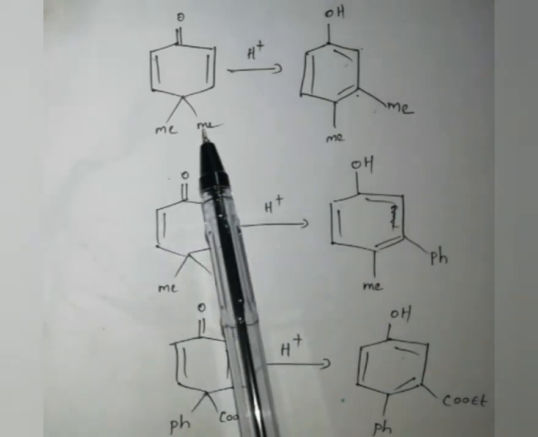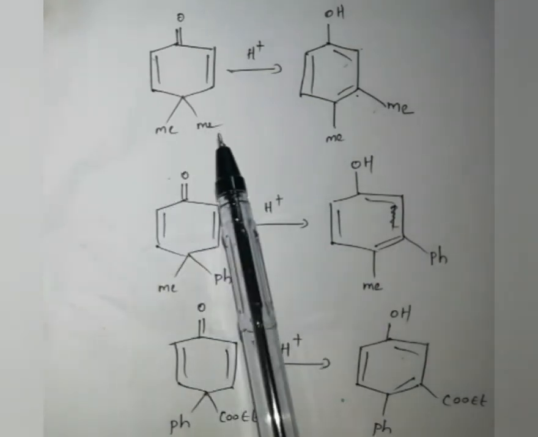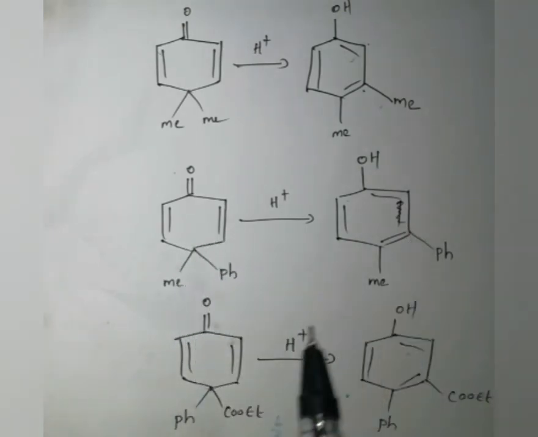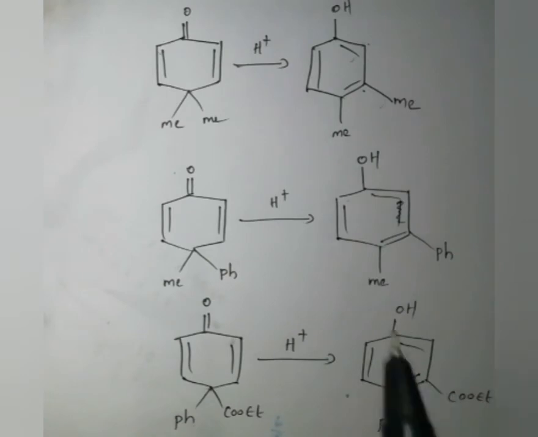Okay, here the case is the same because the two groups are the same. So in the case of methyl and phenyl groups, the phenyl group gets migrated to the third position, and in the case of phenyl and an electron withdrawing group, or this kind of carboxylic group, the carboxylic group gets migrated to the third position because, as I already mentioned, this tertiary carbocation is already electron deficient, and a group attached to that particular carbon having an electron withdrawing nature will destabilize the carbocation, so the withdrawing group gets migrated to the third position.